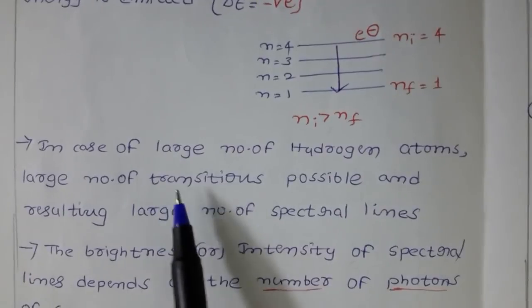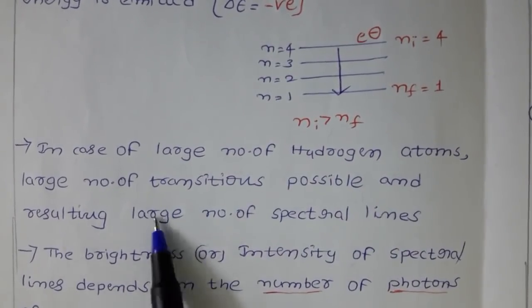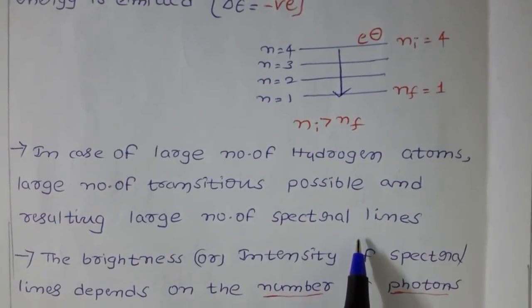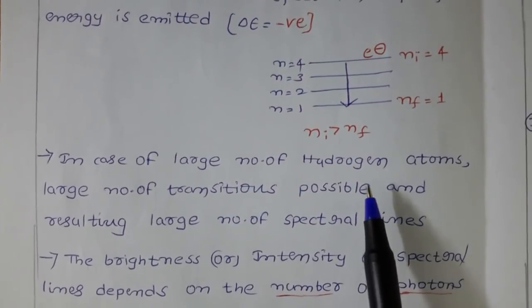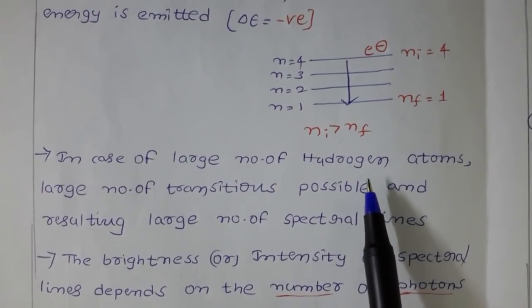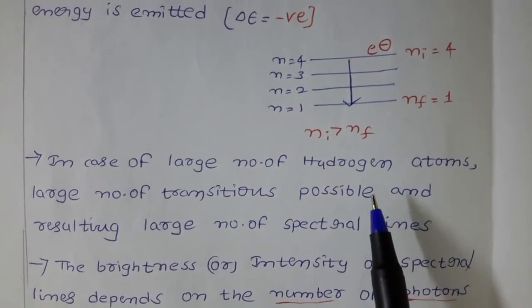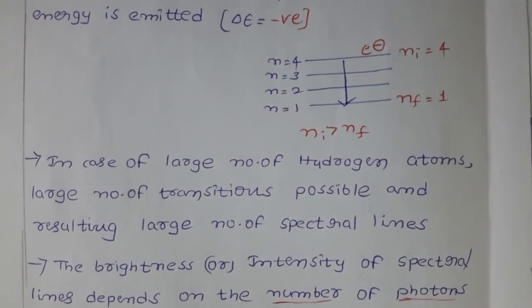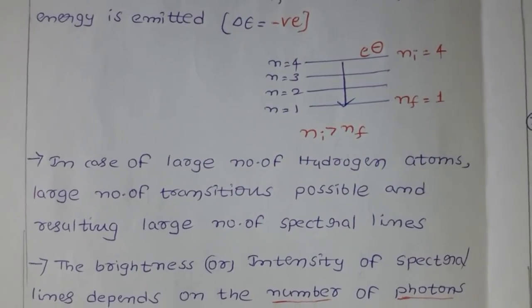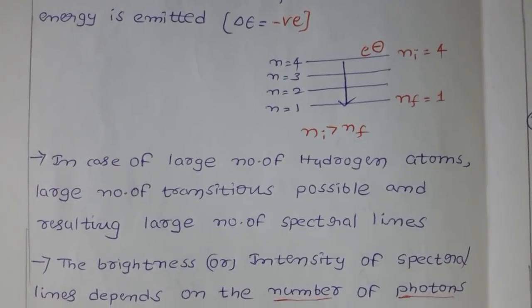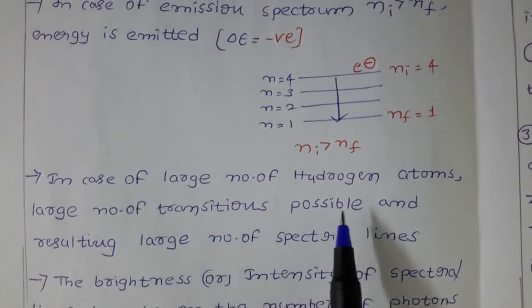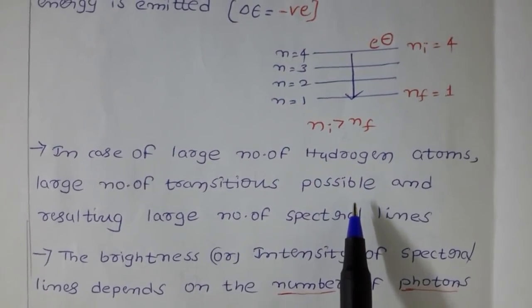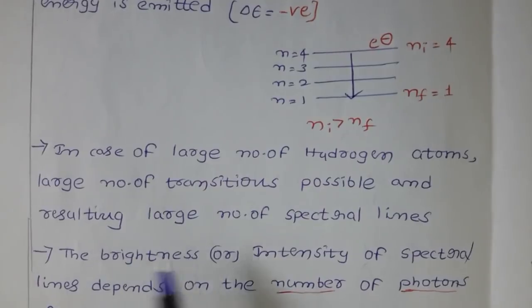In case of a large number of hydrogen atoms, a large number of transitions are possible, resulting in a large number of spectral lines. How? If you take one hydrogen atom, the number of transitions is less, because one electron is going here and there. If you take, for example, 3 atoms, at a time you get 3 electrons, and these 3 electrons may go from up to down, so not many transitions are possible. Like that, if you take a large number of hydrogen atoms, a large number of transitions are possible, meaning electrons jump here and there, resulting in a large number of spectral lines.